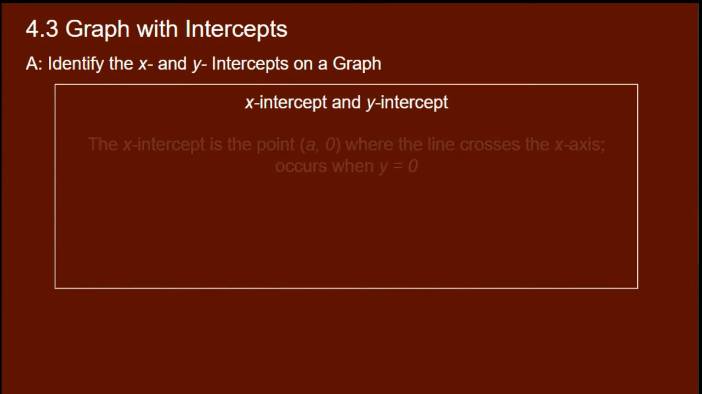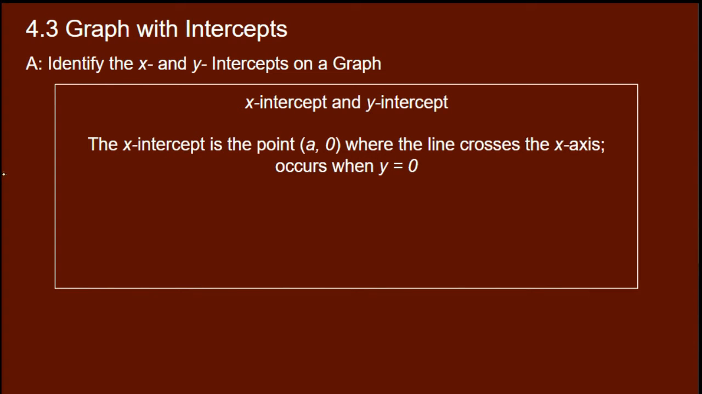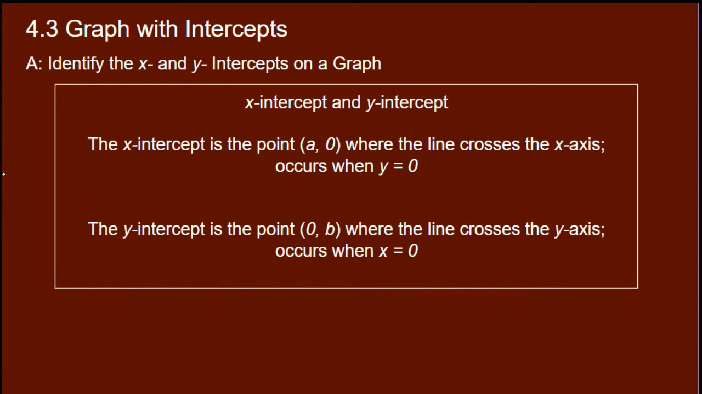The x and y intercepts: the x-intercept is the point (a, 0), where a is any number, where the line crosses the x-axis, and it occurs when y equals 0. And the y-intercept is the point (0, b), where the line crosses the y-axis, and it occurs when x equals 0. Okay, so write down these definitions. These are important. You're going to be working with intercepts for the rest of your math career.